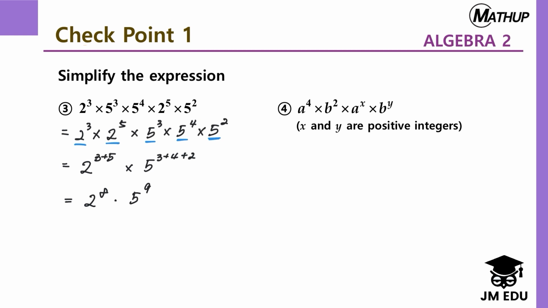Okay, number 4. We have two terms with the base a, two terms with the base b, right? So that is equal to a to the 4 times a to the x times b squared times b to the power of y. So we have a base a here. So what we have to do is add exponents, 4 plus x, times b to the, same base b, right? So add exponents 2 plus y. Now we're done.